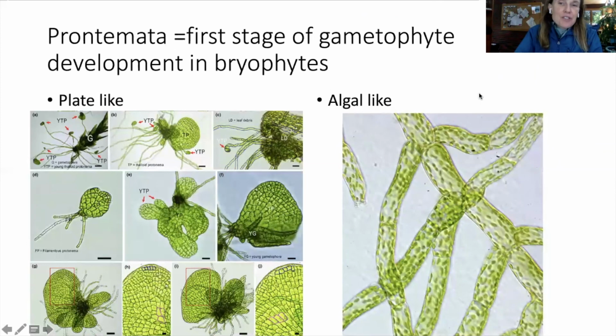Protonemata are the first stages of gametophyte development in the bryophyte. So when the spores germinate and are on their way to becoming the leafy gametophyte, what does that look like? It's called a protonema or protonemata. And in the true Bryophyte, in this class, they are branched.